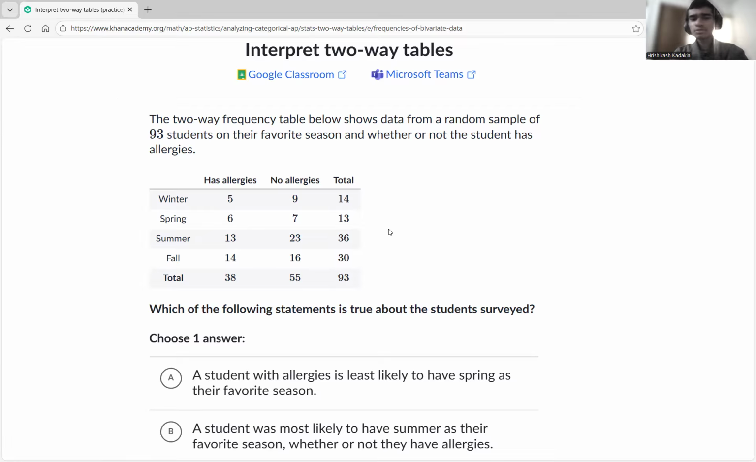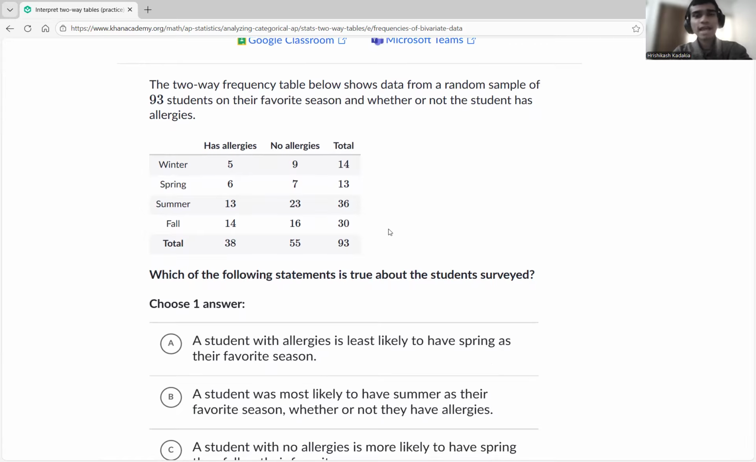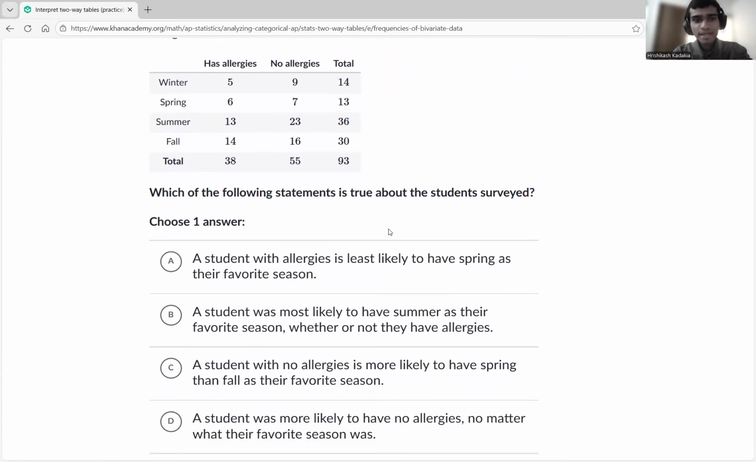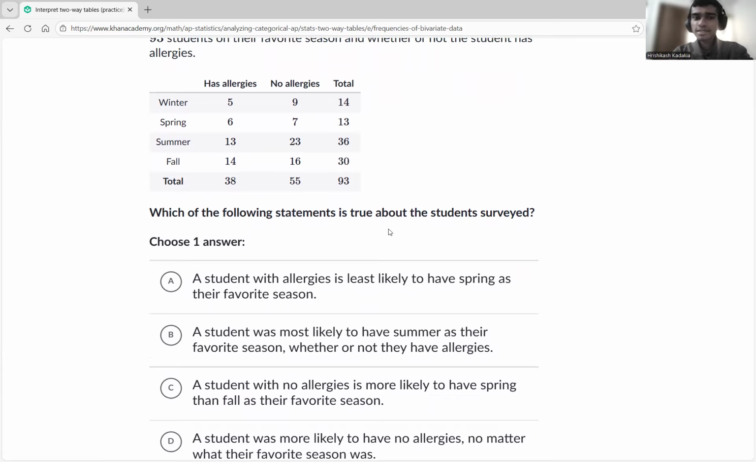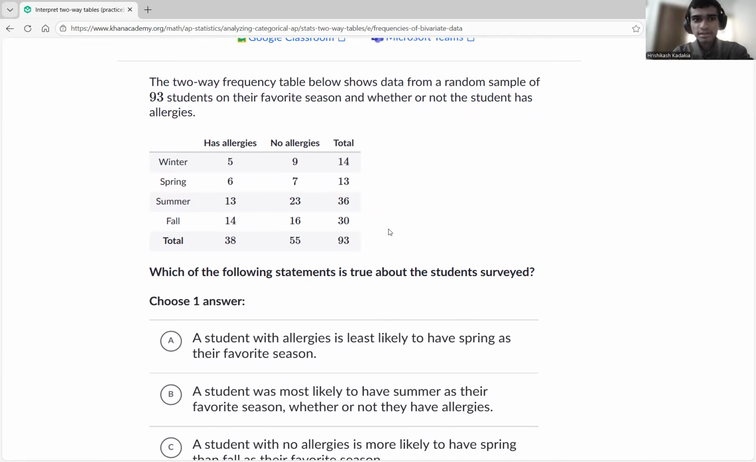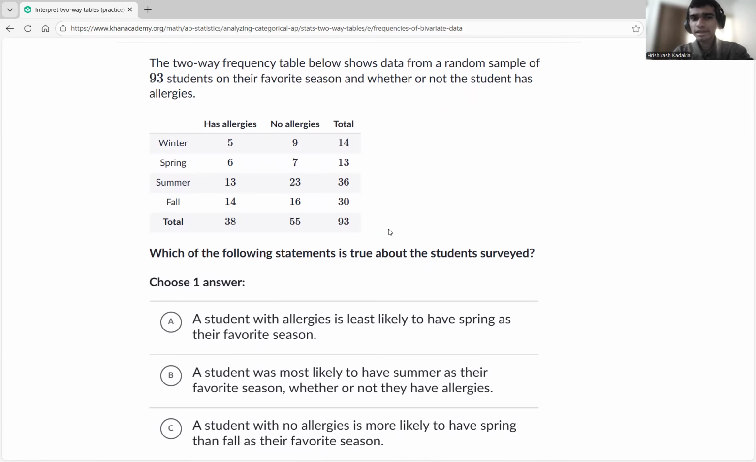This one is simple. It has column relative, row relative, and table relative frequencies; we can say three of them. Let's check the four options here. We can even say something like: most students have no allergies during summer. Actually, a student is less likely to have allergies during summer, because 13 is less than 23. So we can make a logical conclusion based on that.